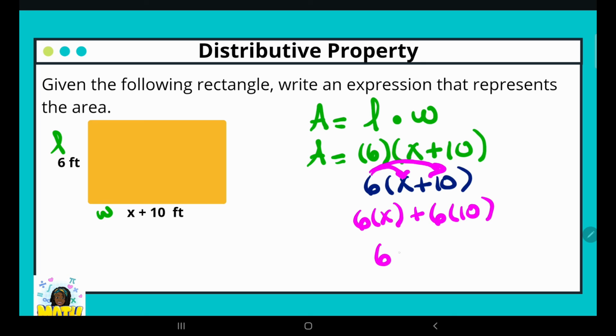6 times x is just 6x. 6 times 10 is 60. Okay, and here we do have units. The units are feet. So we're going to just go ahead and write feet squared because that's what we know for area. So the final answer here is just 6x plus 60 feet squared. I cannot do anything further. That is my final answer.